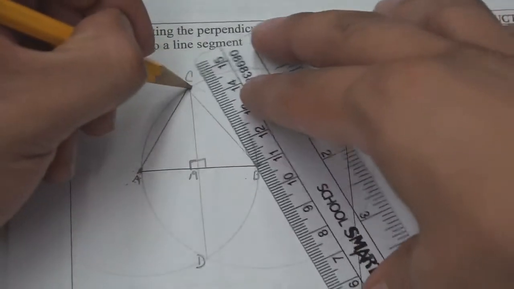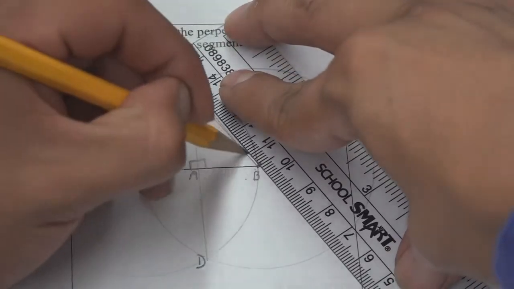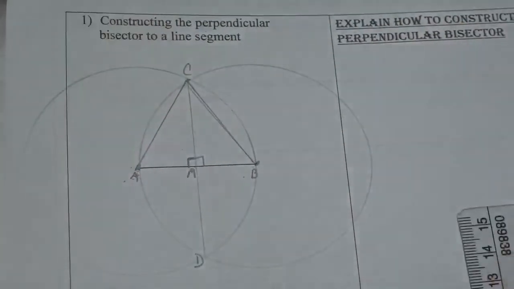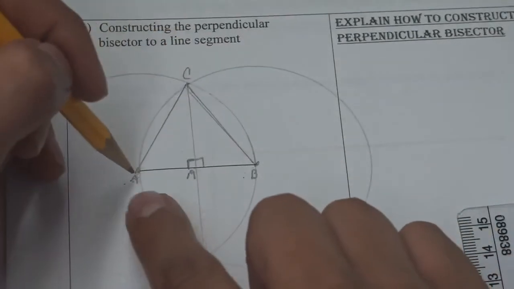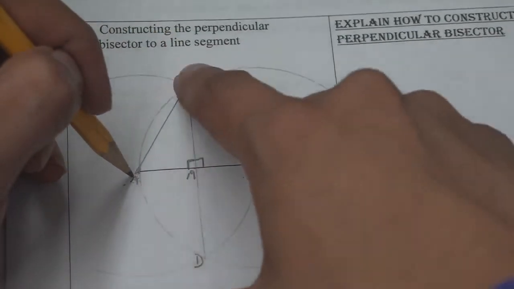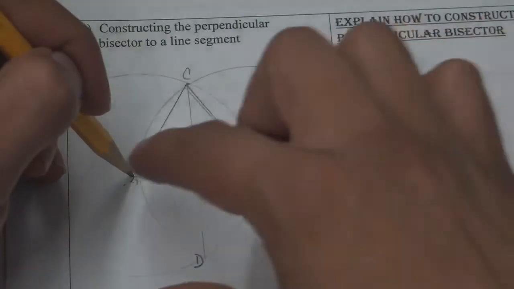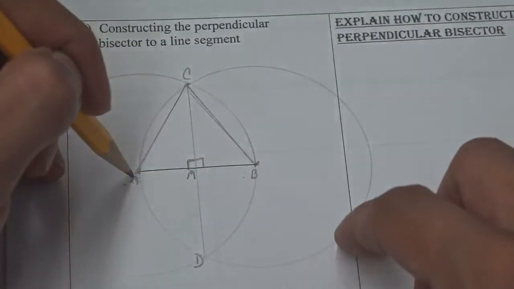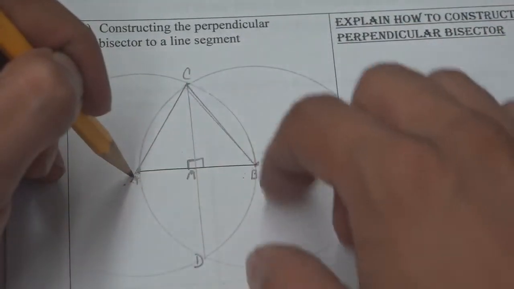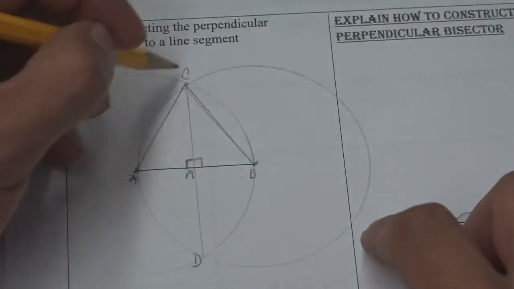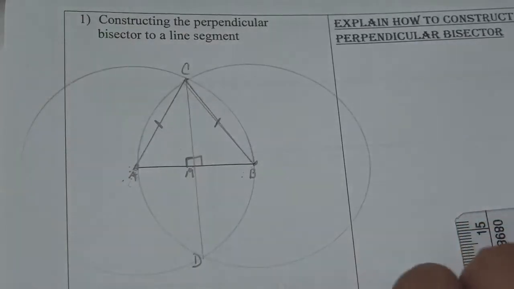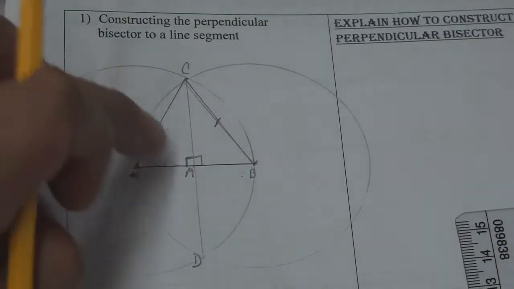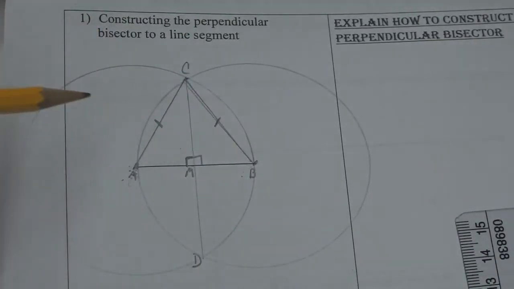Oops, I did not connect it properly. Hopefully I did now. Yeah, I did now. Okay, so if AB is congruent to AC, and AB is congruent to BC, I can say that AC is congruent to BC, making these two sides congruent. And you put a hash mark to represent that they are congruent.